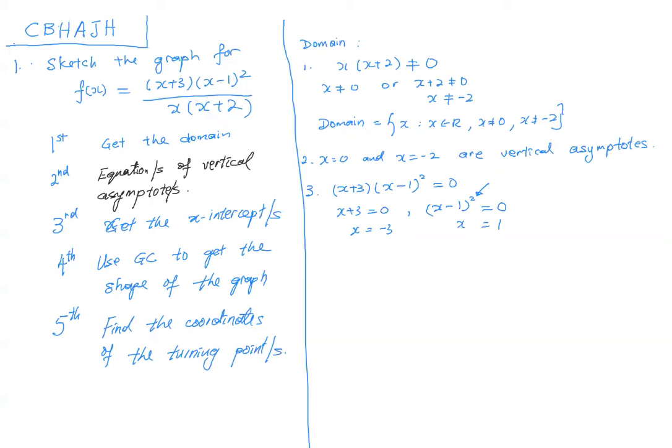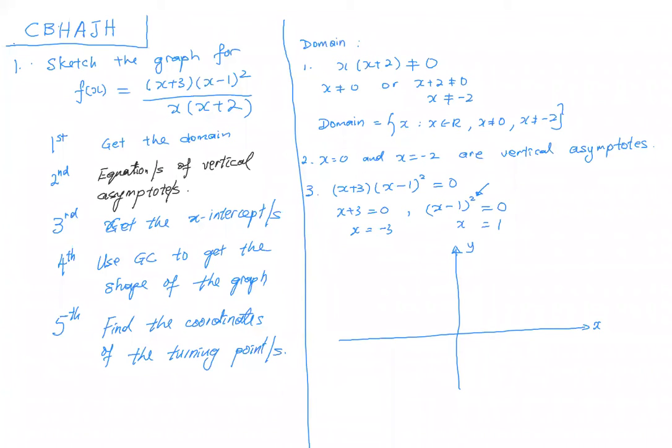So now, before you use your GC to get the shape of the graph, what should you do on your paper first? Azif, Ilfan, before you carry out fourth step, what should you prepare on the paper first? The x-intercept, the axis first. The axis, okay, for x then and y. Then for the x-intercept and y-intercept.